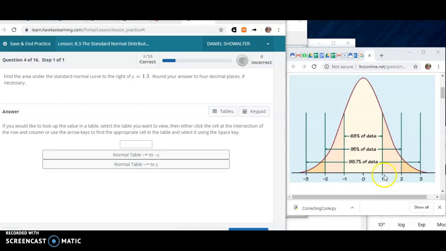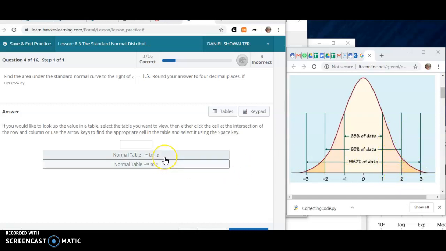So 1.3 should be in between the 1 and the 2, and it is on the positive side, not the negative. So somewhere around here, if you picture a vertical line drawn right there, and we want the area to the right. That's very important. So that's this chunk. We want to know what portion of the standard normal distribution is here. So what portion of the data would be to the right of a z-score of 1.3.